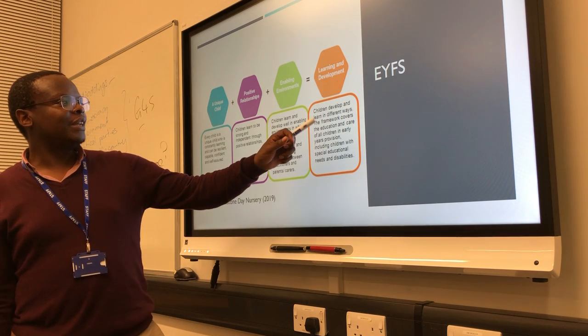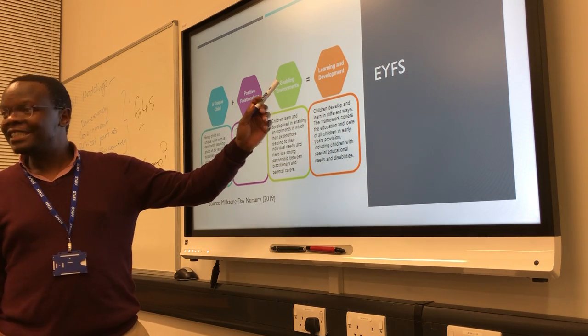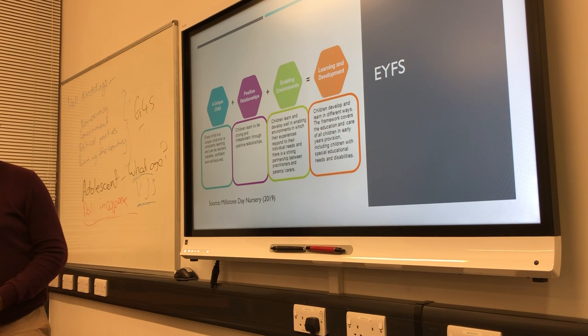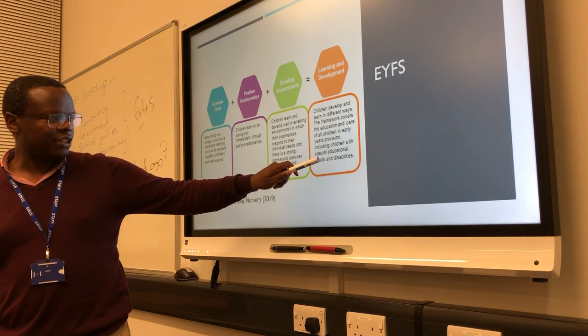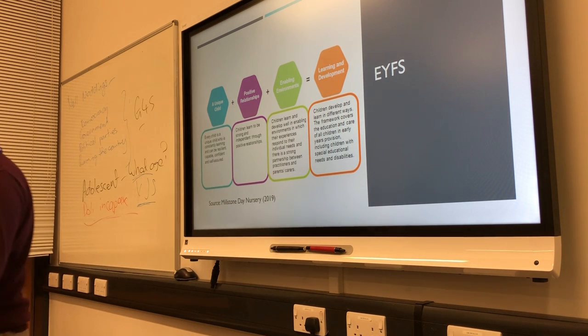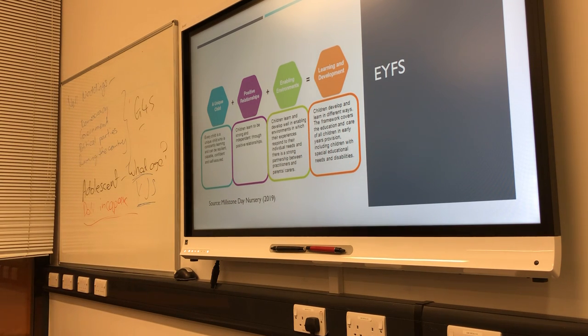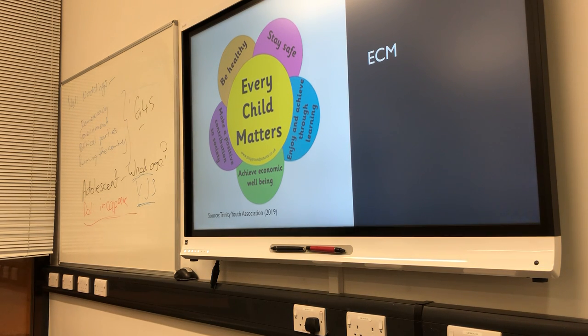Children develop and learn in different ways. Again, it's understanding what ways these children learn in. The framework covers education and care and so on and so forth, including children with special educational needs and disabilities. All that has to be taken into consideration. Every Child Matters, 2003. And then it's contained in Children Act, 2004.